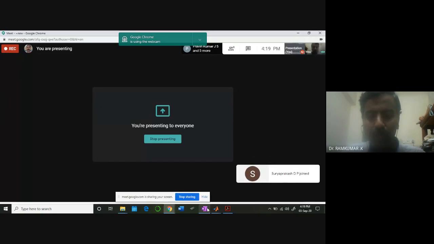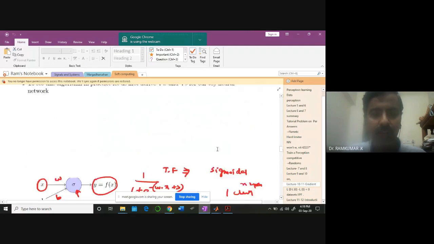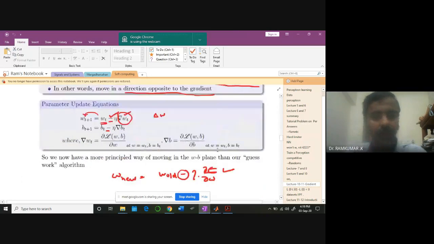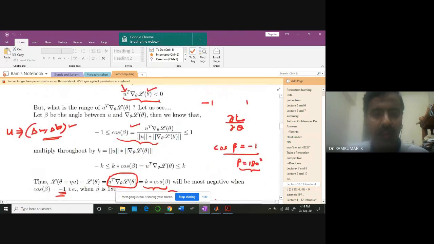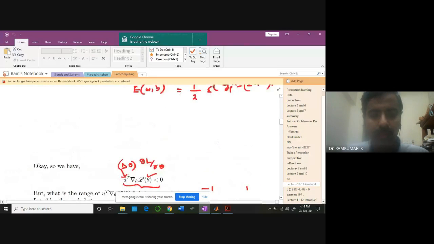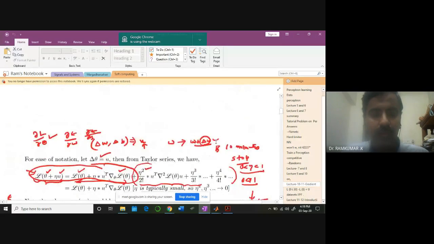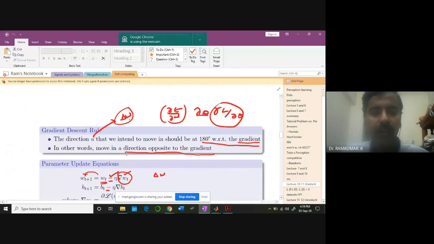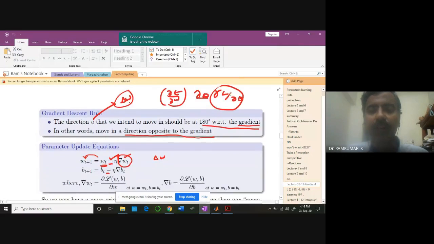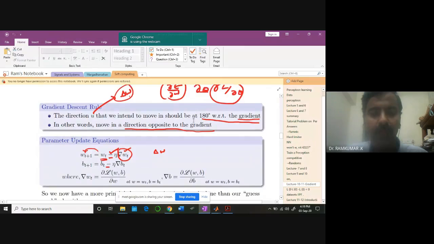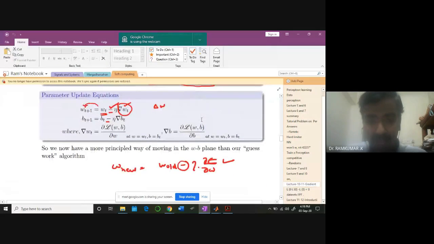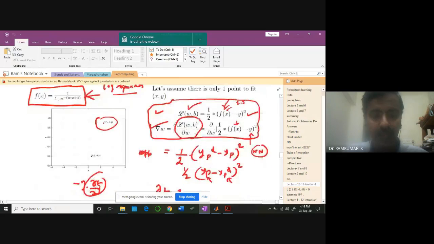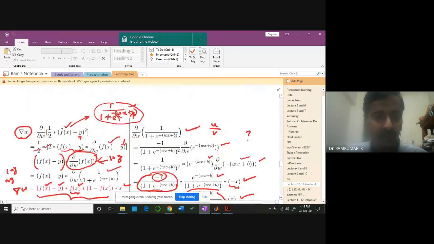Okay, so the last class we were discussed about the gradient descent algorithm, and then we discussed about the angle and all. Okay, remember the gradient, 90-degree angle. The direction of move, that is the updated weight that we intend to move in, should be 180 degrees with respect to the gradient. What is the gradient? Dou E by dou W or dou L by dou theta. Theta here comprises the parameters W and B. So this is what we discussed in the last class.